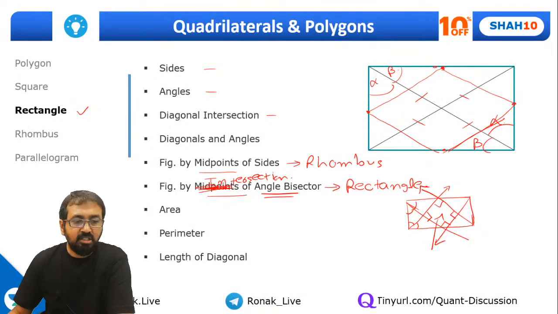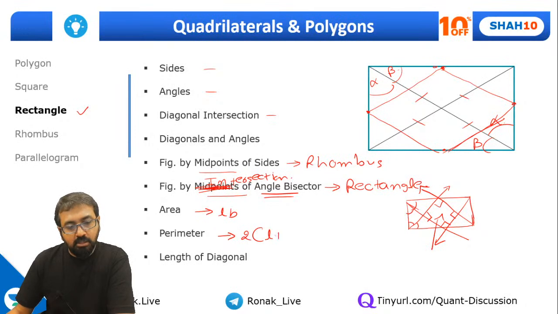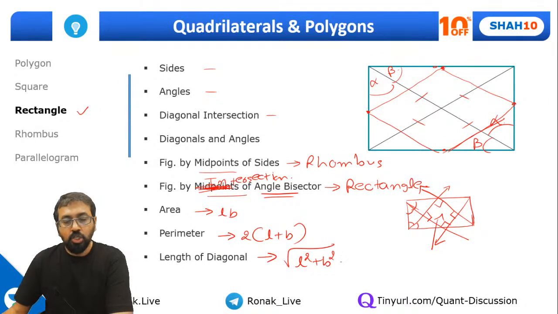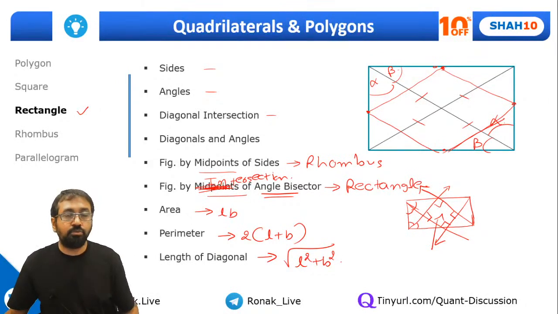Have you all understood this? Of course, area is very simple, length into breadth. Perimeter, twice length plus breadth. Diagonal, what will be the diagonal? Under root of L square plus B square. So these are certain points that you need to understand as far as a rectangle is concerned. So I'm sure all of you are very clear about this figure.